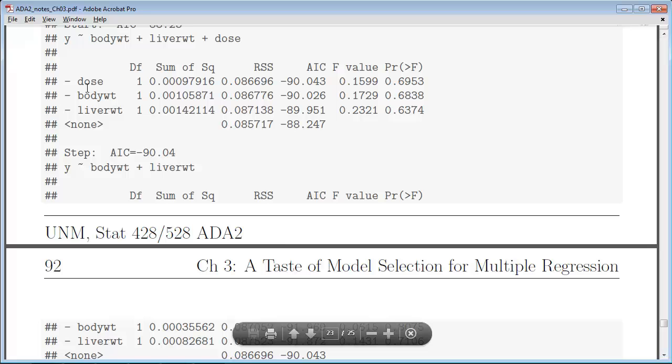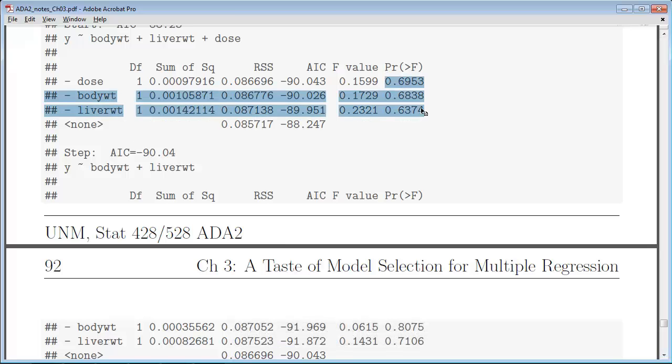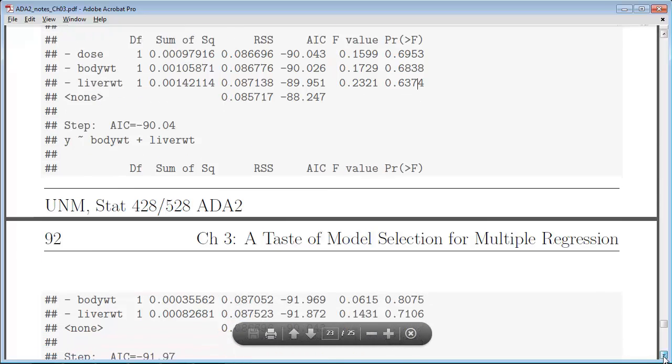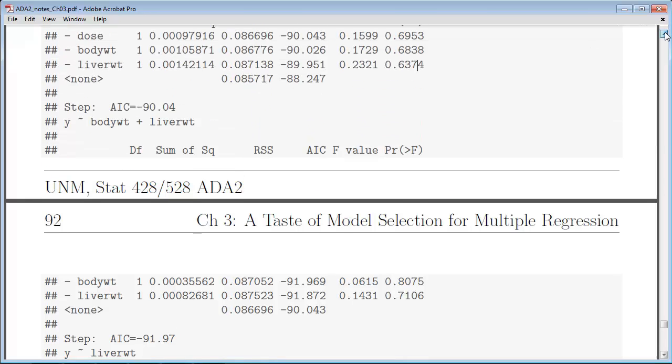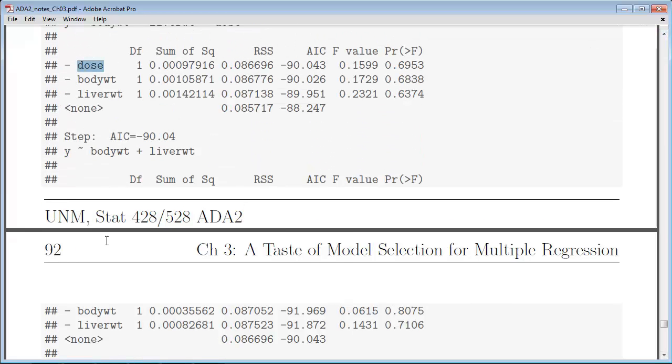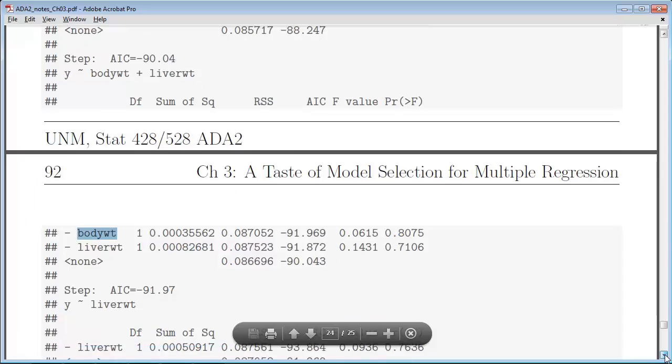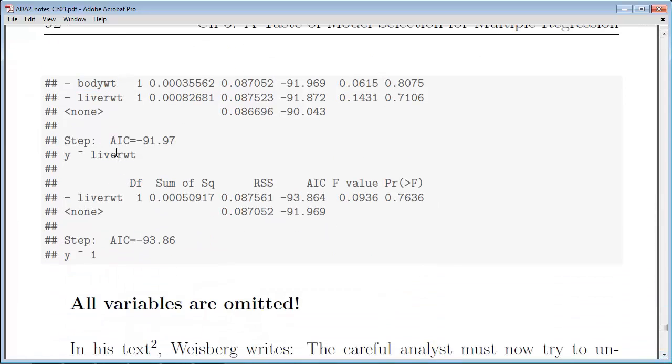And in this case, none of them start off as significant. And after 3 steps, the first step we remove that top one. First we remove dose. Okay, so dose is gone. Then we remove body weight. So it's just liver, and then we remove liver, and we're down to y tilde 1. Y tilde 1, the 1 here is shorthand for the intercept only.